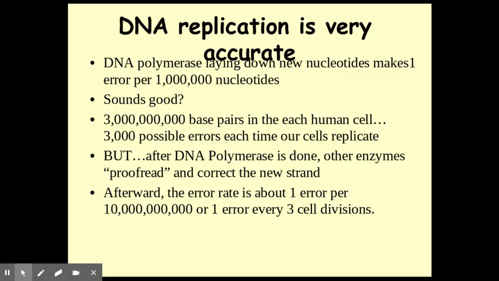The DNA polymerase laying down new nucleotides makes one error every 1 million nucleotides. Sounds good, but there are 3 billion base pairs in each human cell. So that's a possibility of 3,000 errors each time our cells replicate. But after the DNA polymerase is done, other enzymes come in and proofread it and try to correct those errors that they find in the strand. So after that, the error rate is about one error per 10 billion, or one error every 3 cell divisions.